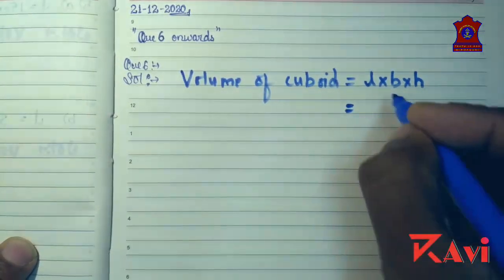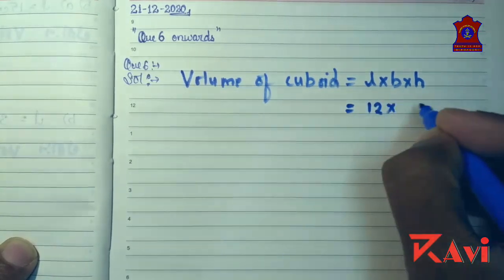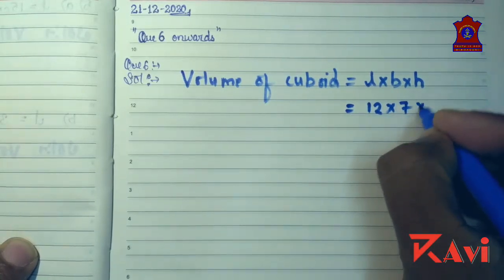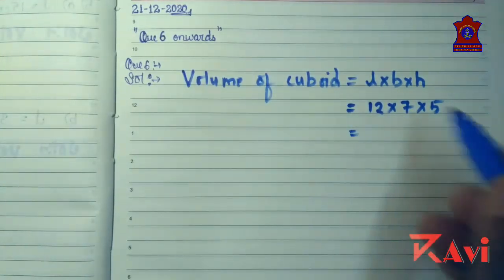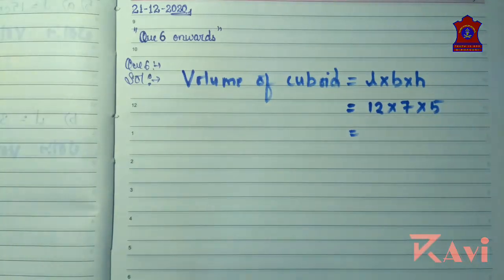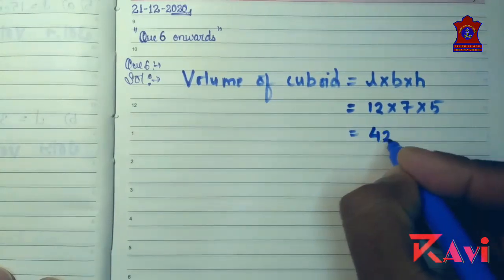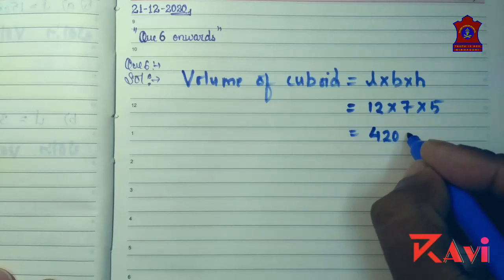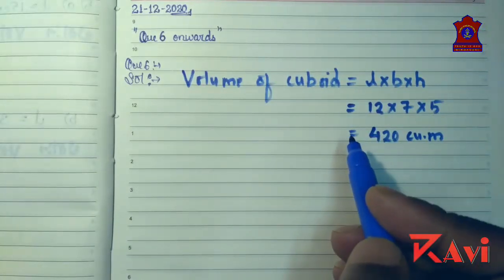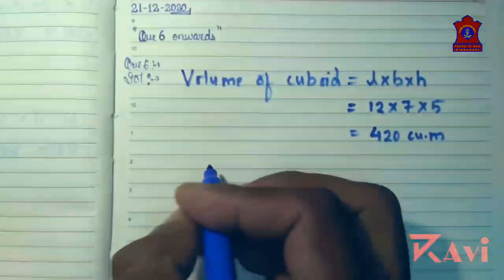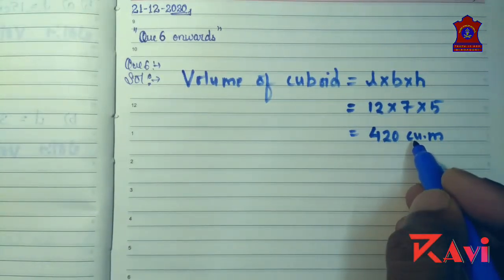See, length is given as 12, breadth is 7, and height is 5. Let's multiply this and write. 12 into 5 is 60, 60 into 7, 420. 420 cubic meter. This is the volume of cuboid. Now, how much water can be filled in it? See, here we have got 420 cubic meter.